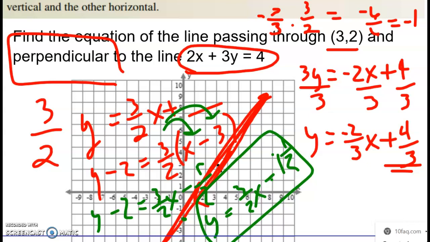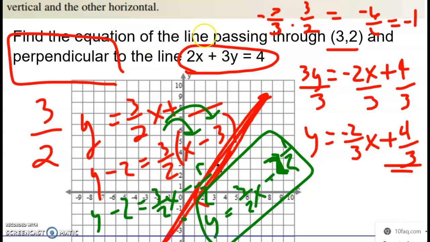Actually, it would be -2.5. Right, because that was -4.5 plus 2. Yeah, sorry, -2.5. It looks better. Y equals 3/2 x minus 2.5. Okay, sorry for the sloppiness there.